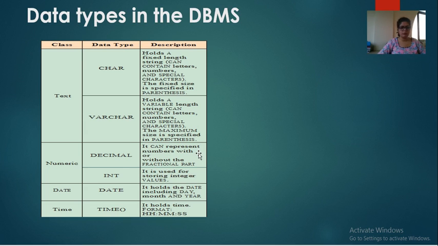Now what is the difference between char and varchar? Char is the character data type. For example, if you have to type the name of a person like Rahul, so you have to type R-A-H-U-L. These all are characters. So if you have to enter this type of data, you have to mention the data type as char.